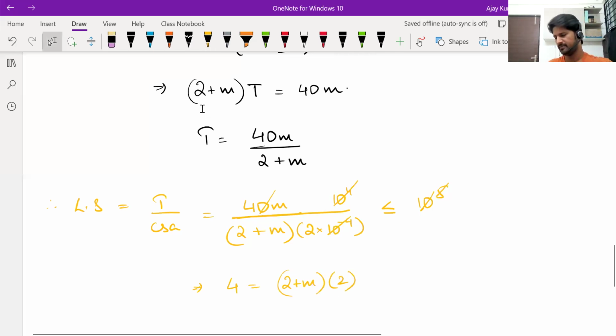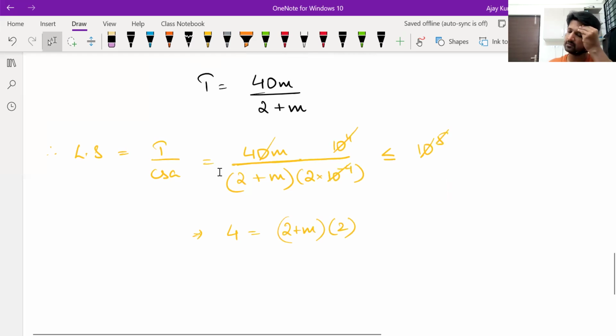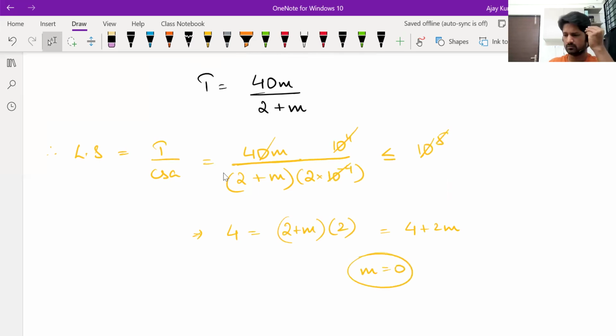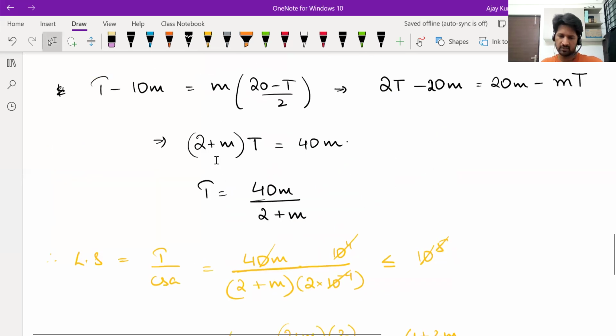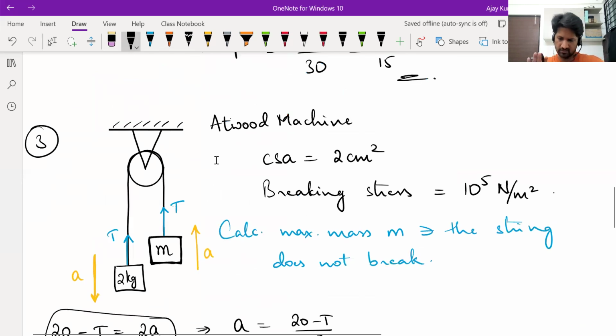How did this happen? So you get 4 is equal to 4 plus 2M. That means M is 0. Is there some mistake here? Just a moment, let me check. Okay, maybe the assumption was wrong, that acceleration is in the upward direction. Just a moment.